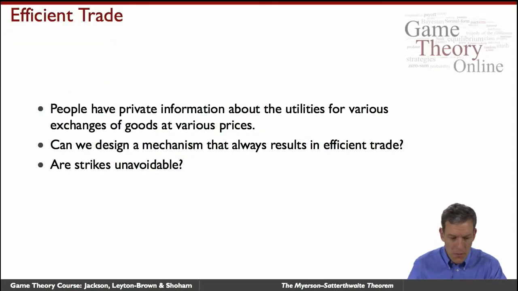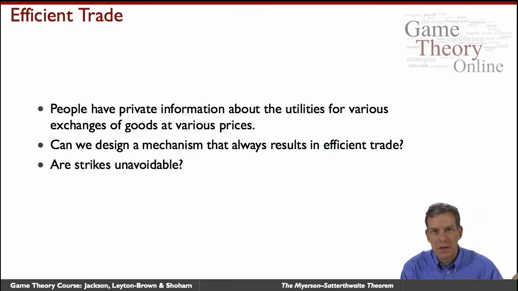And when we talked about strikes and so forth at the beginning of last week, one thing that's going to be important in understanding why we might have difficulties in getting trade out is that people can have private information about their utilities for various exchange of goods. So how much am I really willing to work? How much do I value a particular job? Can we design a mechanism that always results in efficient trade? Are strikes unavoidable? That's the basic essence here.